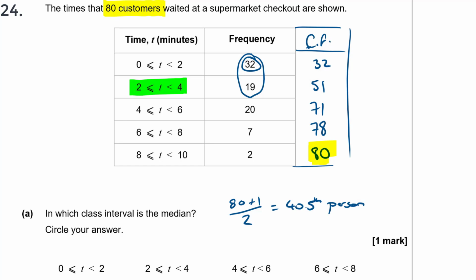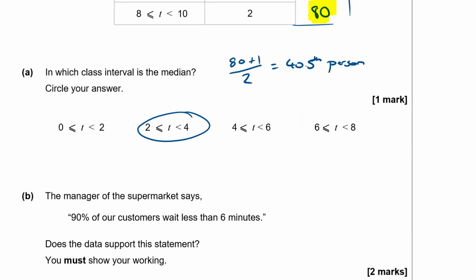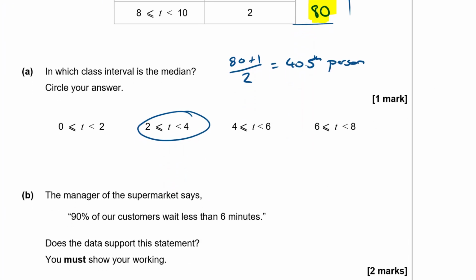So let's ring that. Okay, so part b asks, the manager of a supermarket says 90% of our customers wait less than 6 minutes. Does the data support this statement?